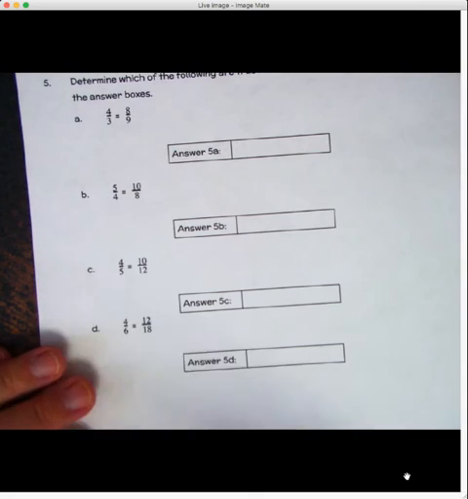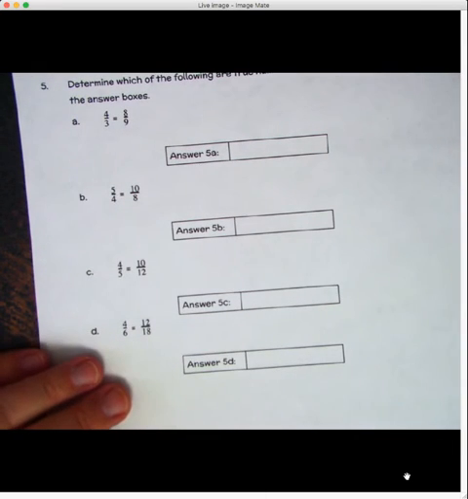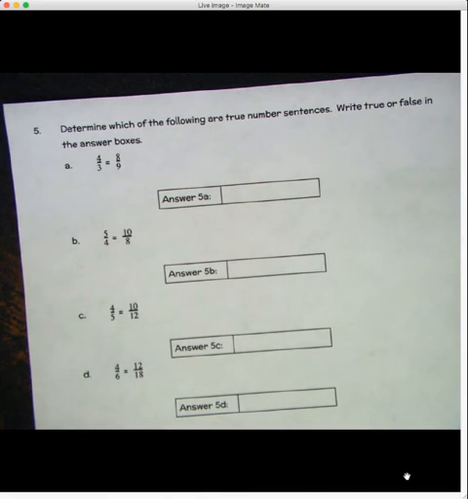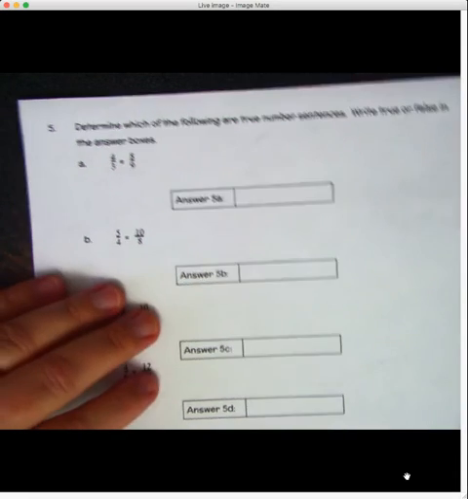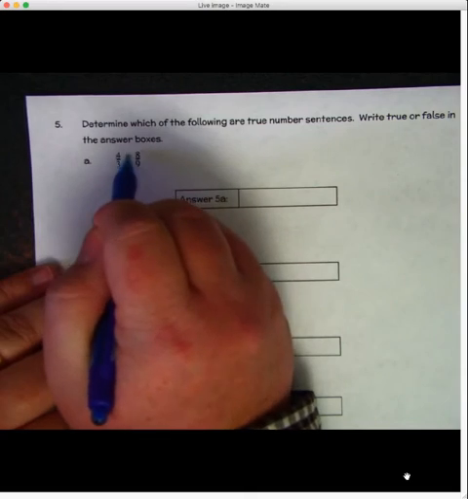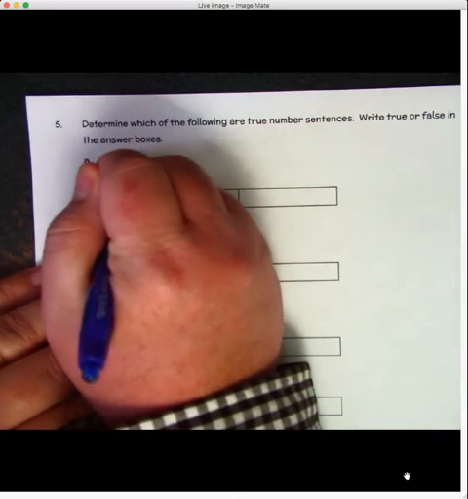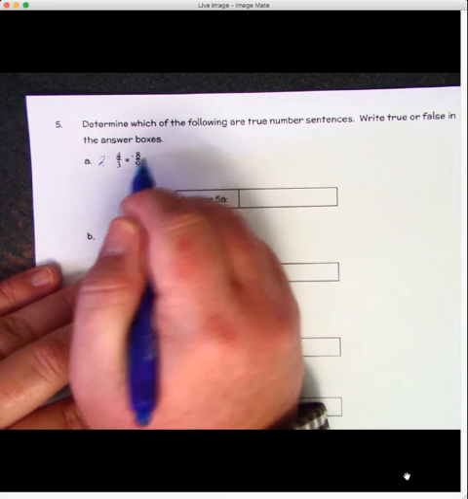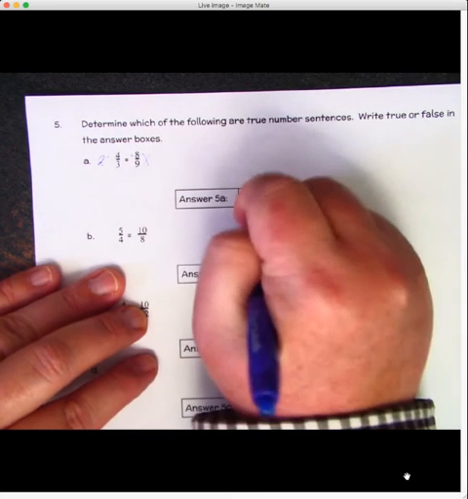And we've got one more page to look through here. My goodness, a lot of problems today. Which of the following are true number sentences? We're going to write true or false. So what we do when we look at these is we think, okay, how did I make a 4 into 8? So 2 times 4 is 8. 2 times 3 is 9? No, that's not right. So that is false.